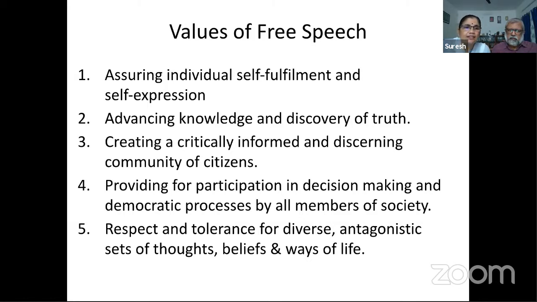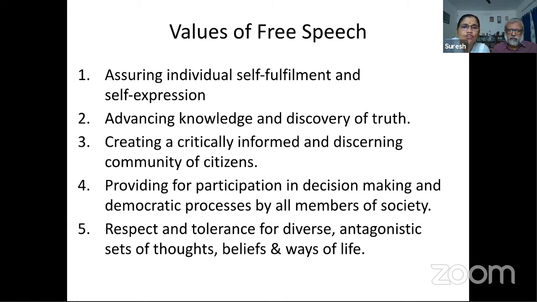So the next point, point 4, providing for participation in decision making and democratic processes by all members of society. So point 3 leads us to point 4. Only when there is a community of critically informed and discerning citizens can we as citizens participate in decision making and in the democratic processes of all members of a society. So this is the only way that we can participate effectively in any democracy.